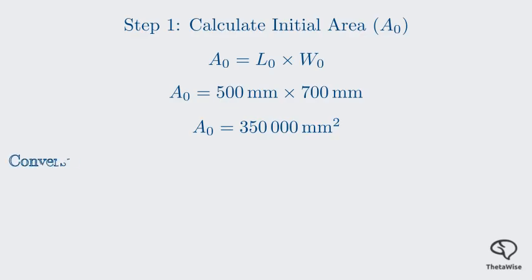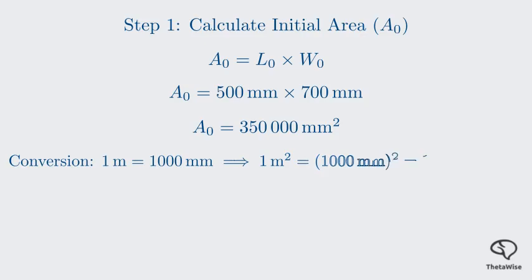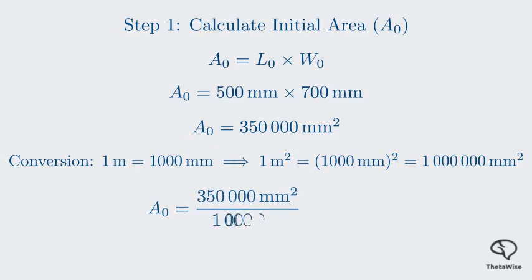Since there are 1,000 millimeters in 1 meter, there are 1,000 squared, or 1 million, square millimeters in 1 square meter. So 350,000 square millimeters divided by 1 million gives us an initial area of 0.35 square meters. The marking guideline confirms this step.